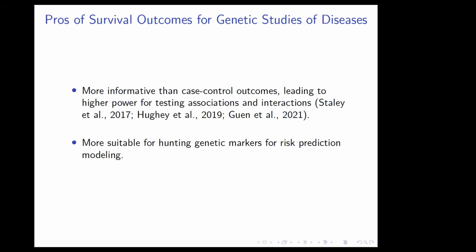The survival outcome is also very useful in genetic studies. First of all, the survival outcome is more informative than the commonly used case-control outcome, so it leads to a higher power to detect association and interactions. There are papers showing that advantage. Also, the survival outcome is more appropriate for looking for genetic markers that are predictive of disease risk.